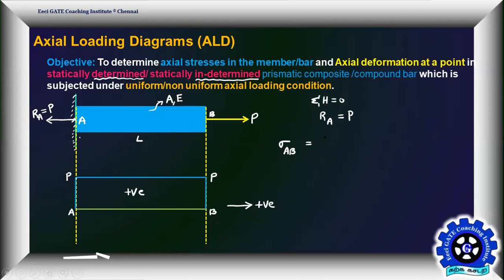Now, sigma AB, tell me. Load acting in the portion AB, by area of cross section of the portion AB. Is it correct or not? Correct. Now what is the load acting in the portion AB? From the axial loading diagram, you will get it. P, correct or not? P. Yes, sir.